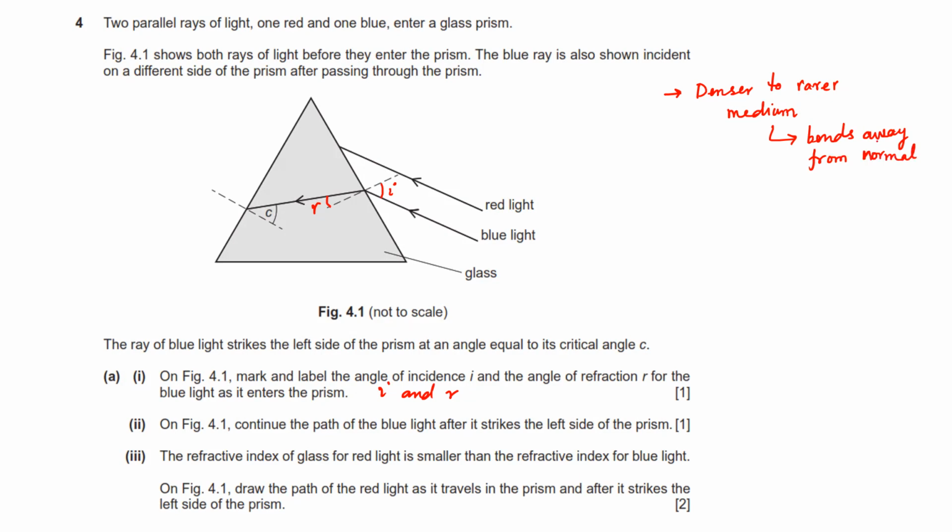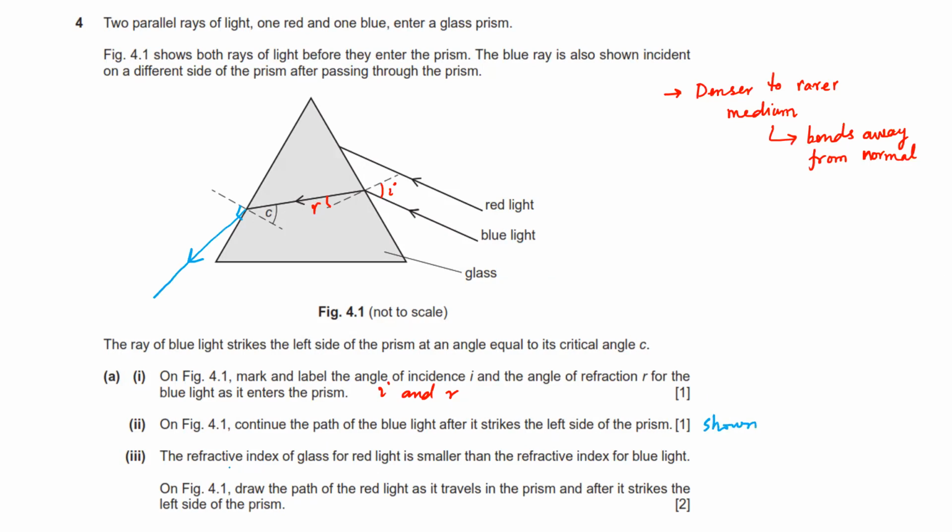Okay, so this is what you have to remember. Denser to rarer bends away from the normal. So it would be something like this. Make sure you draw. This is blue light, so let me use the blue ink for this. So denser to rarer, away from the normal. This is my normal, this is away from the normal. So this is blue light shown again.